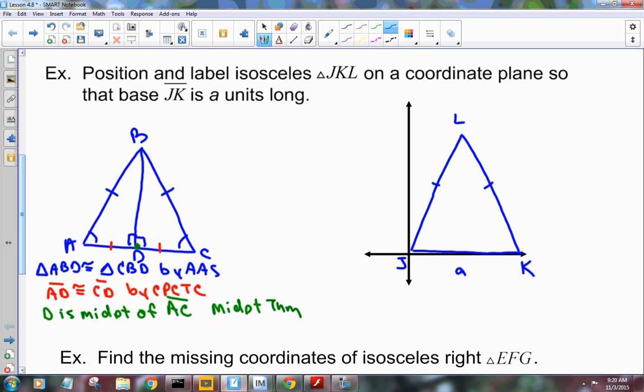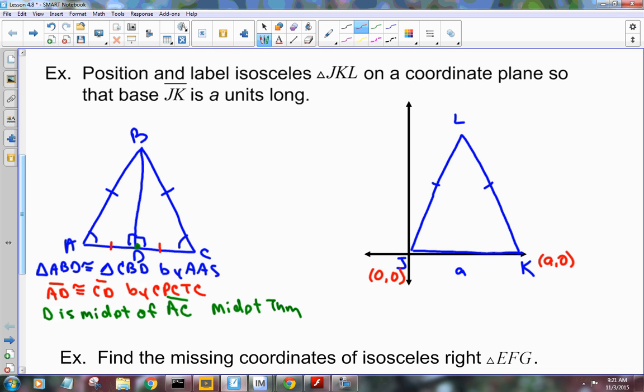Now, all this has done is position it. Now it has to label it. That means I've got to come up with the ordered pairs. Okay, so J is at the origin, so that's easy, right? What's the ordered pair for J? 0, 0. Okay. Now this is a units long. So if I go over a units to K, what would that ordered pair look like? (a, 0). Because the first number tells you which way to go, left or right. The second number tells you which way to go, up or down. Yes? So from the origin, I have to go to the right a units, and I don't go anywhere up or down. Right?